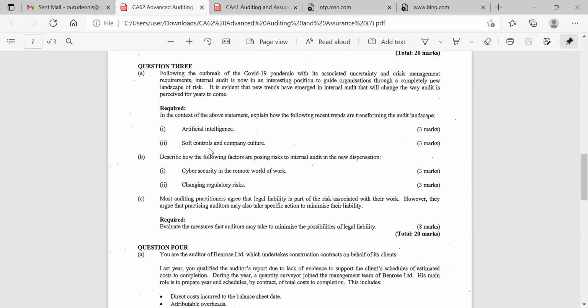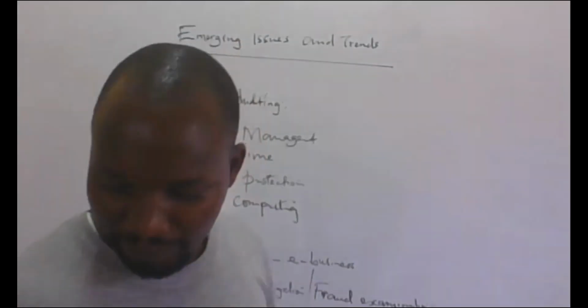Then look at number 2, soft controls and company culture. Soft controls. What do we mean by soft control? When you talk about soft control, the normal controls, they are soft management, remote management. It's called soft control. Yani una control mtu kama hayuko hapo. You control remotely. And that is why I brought this one.